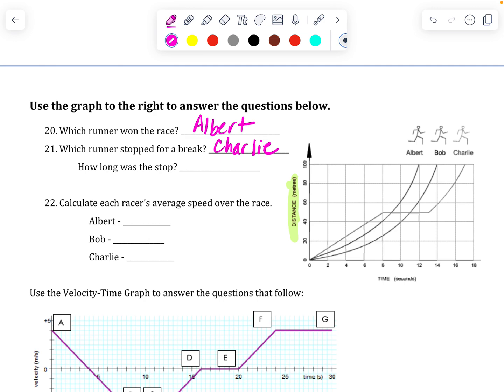How long was the stop? Okay, well, Charlie started at 8 seconds and went to 13. So we've got 13 minus 8, which is 5 seconds.